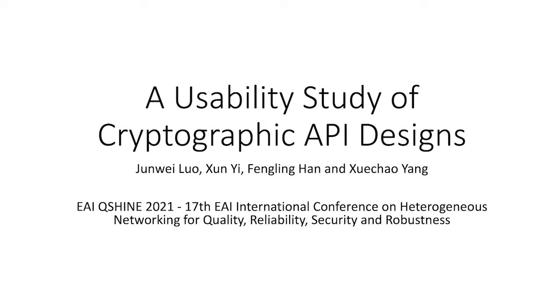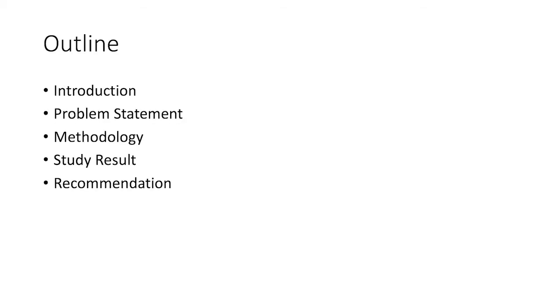My research topic is a usability study of cryptographic API designs. So here's the outline of my talk. I will start by introducing the background, followed by the problem statement and methodologies. Then I will present my study results. And at the end of my talk, several recommendations will be given to mitigate the common pitfalls based on our findings.